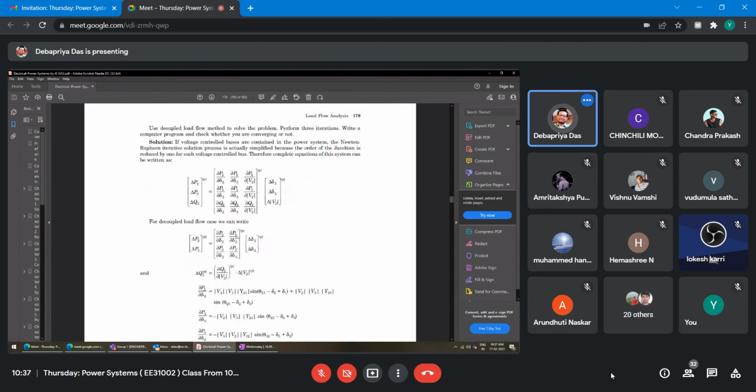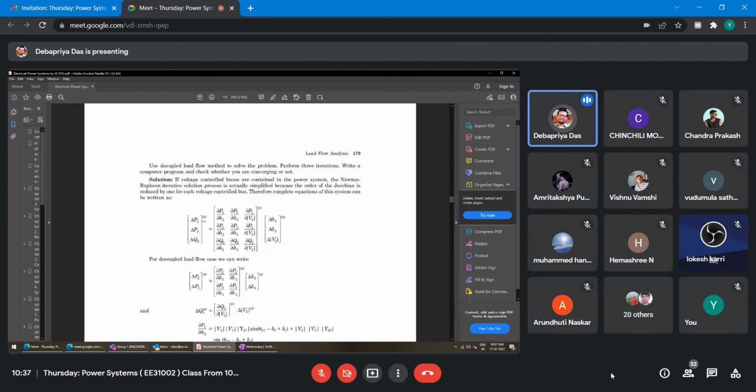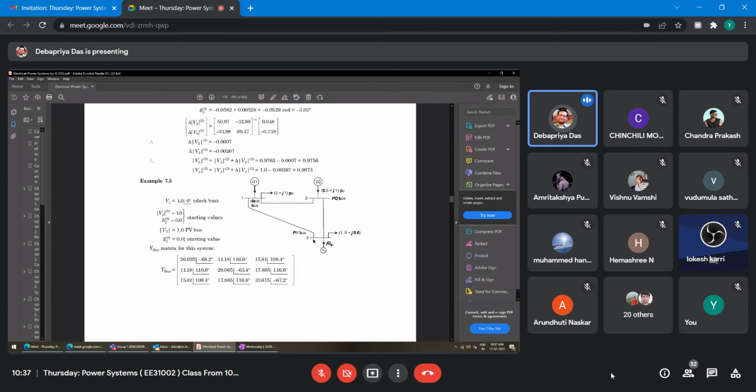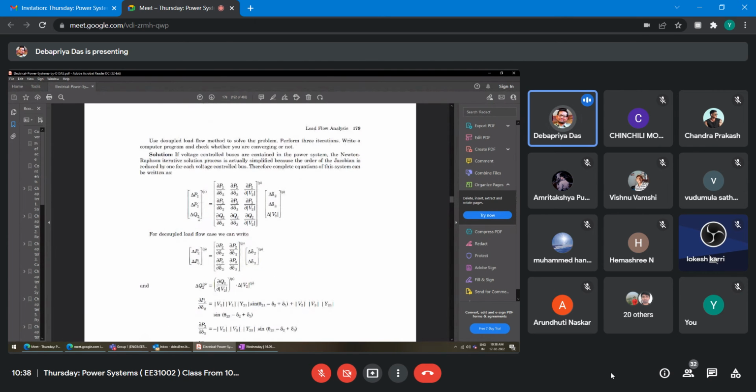The question is how will you write the Jacobian? Forget about the iteration. First you have to write the Jacobian matrix. For the PV bus, P for both buses 2 and 3 is known, right? Specified. So delta P2 and delta P3 will be there. But for the PV bus, delta Q2 should be there, and Q3 should not be there, because bus 3 is a PV bus, right? So here Q is unknown. Therefore, you cannot put Q3 here. Only Q2 should be there.